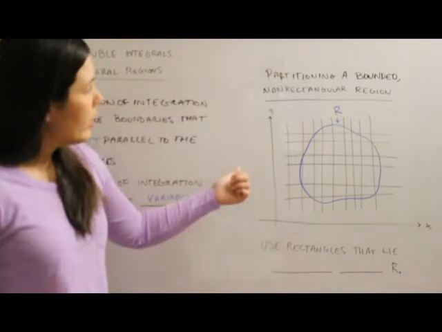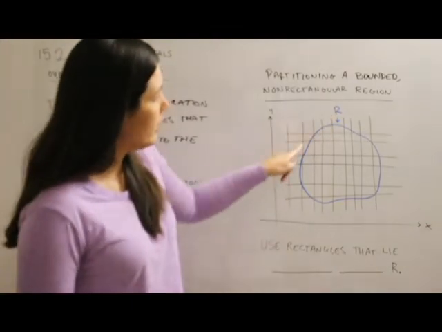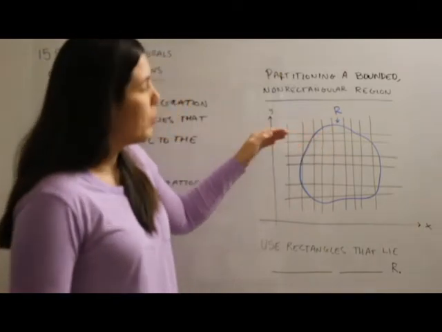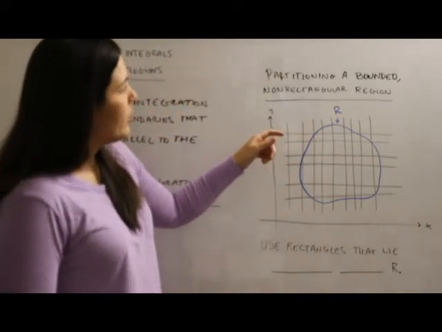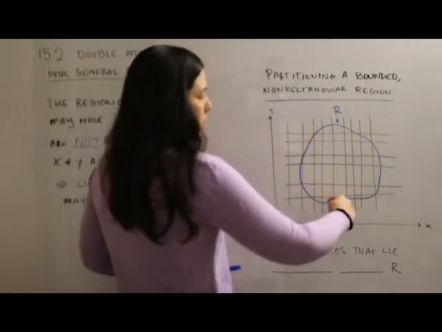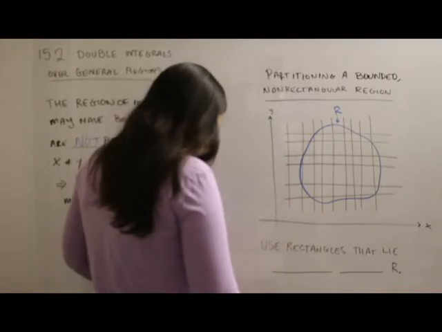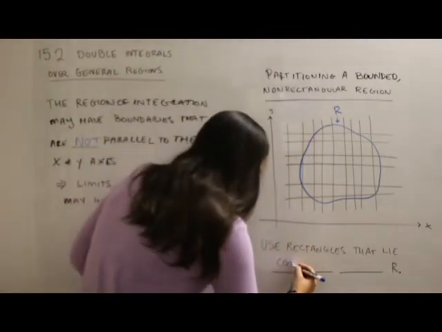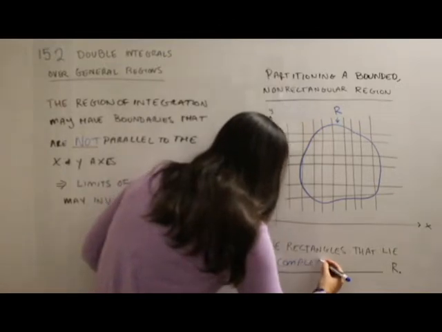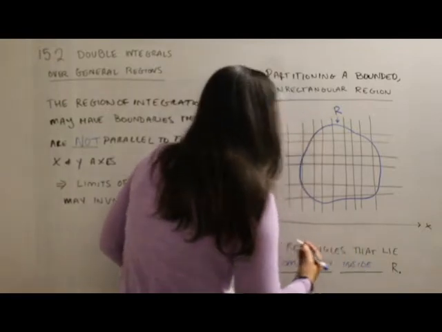So what you start off with here to think about this region that you're integrating over, your region R, is you partition it into a bunch of little rectangular shapes. This is a bounded region, but it's a non-rectangular region. And so what you do here is you use the rectangles that lie completely inside R. And then this is how we partition this region.